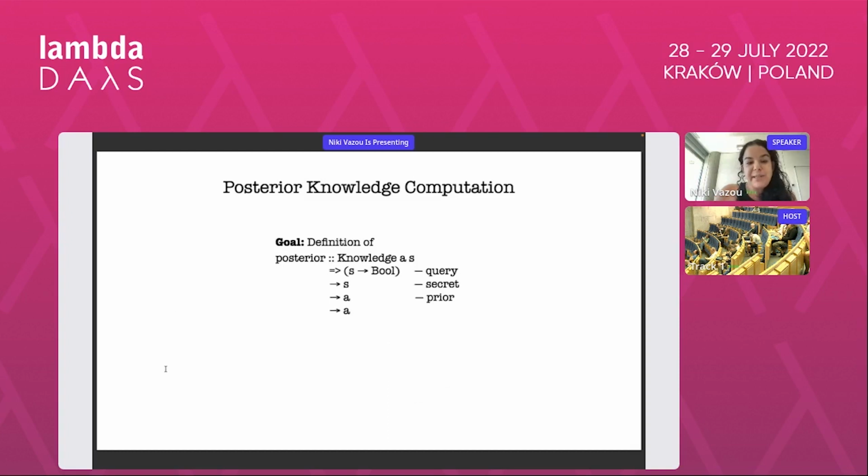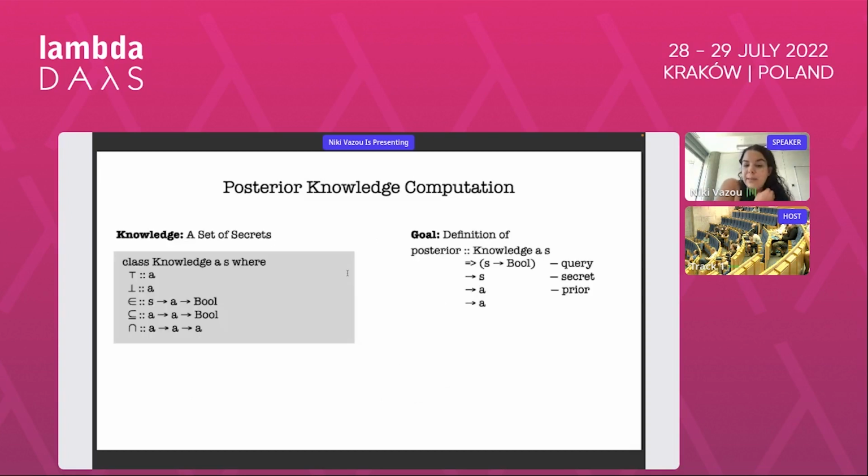And now we go to the difficult part, which is how do we compute this posterior knowledge, right? So we have a query on some secret values. We have a concrete secret, and I have a prior knowledge that I'm calling A, and this type class tells me that A is a knowledge over S, and given these arguments, I just want to compute the posterior. So what is knowledge? In Anosy, basically a knowledge is a set of secret values, and in Anosy we define it using this type class.